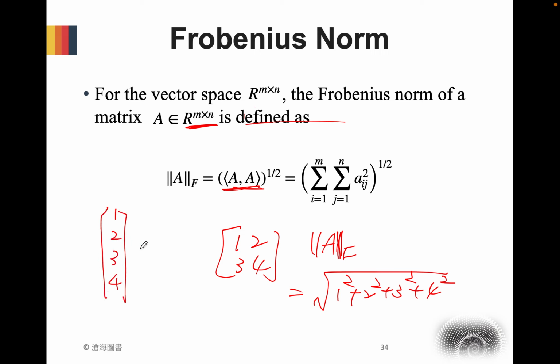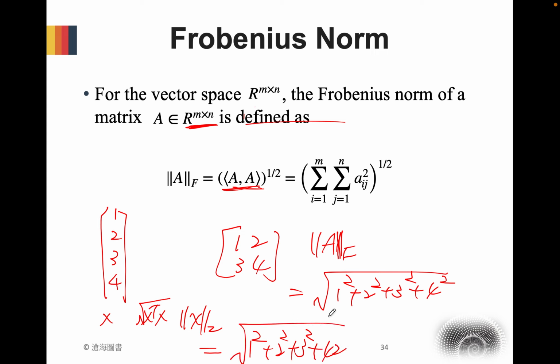if we view it as a long column vector 1, 2, 3, 4, how can we calculate the Euclidean norm of this vector? Basically, we just check the square root of x transpose x, right? So the Euclidean norm, or the L2 norm of this vector, is 1 squared plus 2 squared plus 3 squared plus 4 squared, and take the square root. So you can view the Frobenius norm of a matrix as just like the L2 norm of a vector.